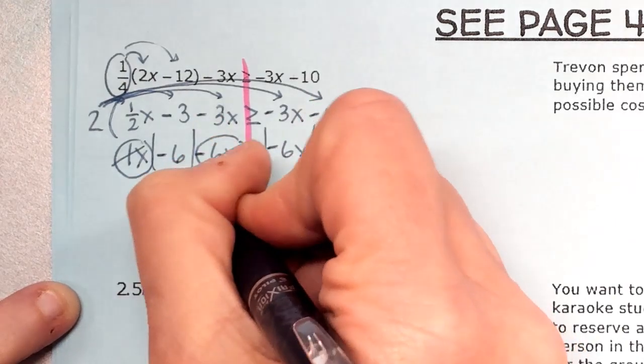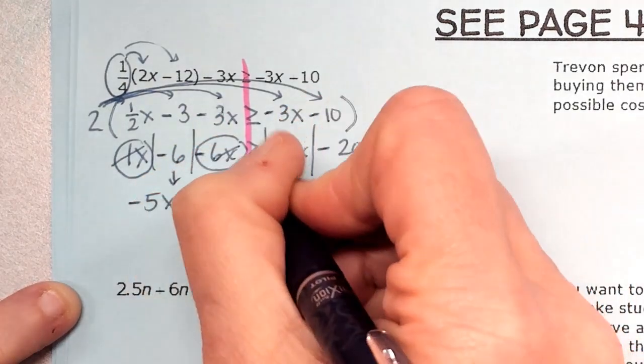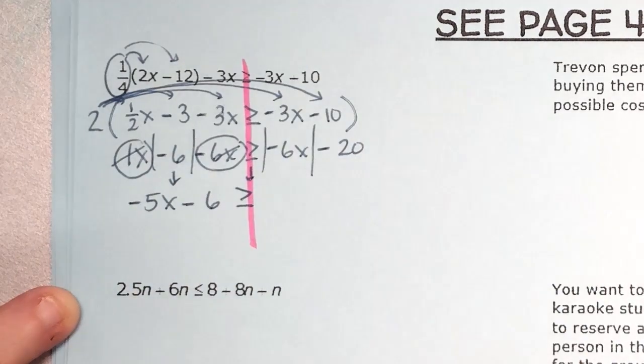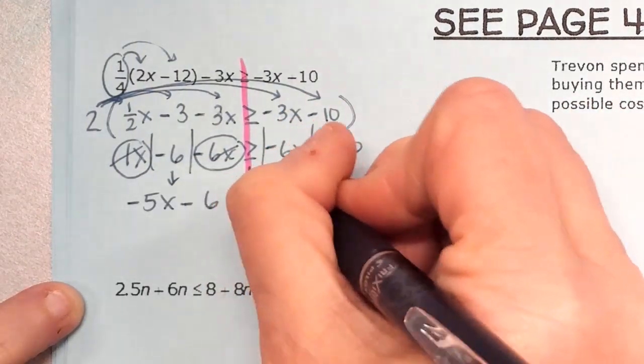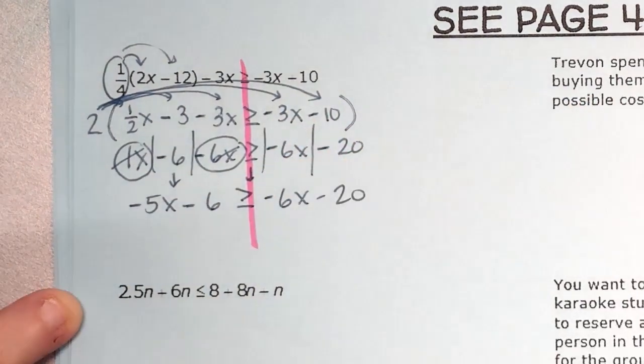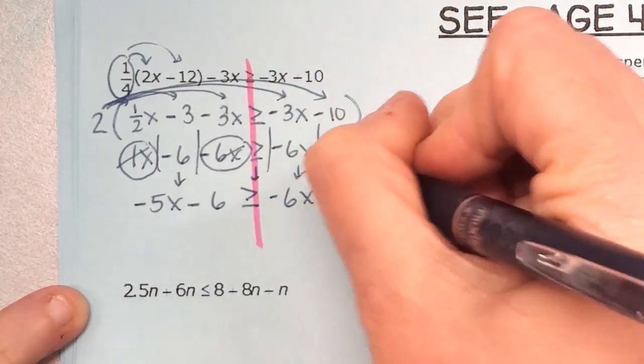And then I have minus 6. I didn't do anything with it, it comes straight down. My greater than or equal to sign comes straight down. Negative 6x minus 20, I didn't do anything with them. They go straight down to the next line.